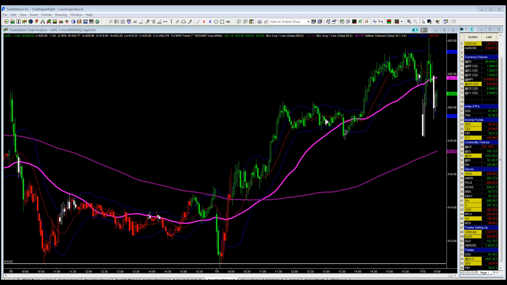Now, again, I know a lot of you don't day trade, don't have the inclination or the desire to day trade. But I'm going to show you this trade anyways. It's a great trade, and this is on Apple. This is a 3-minute Apple chart.